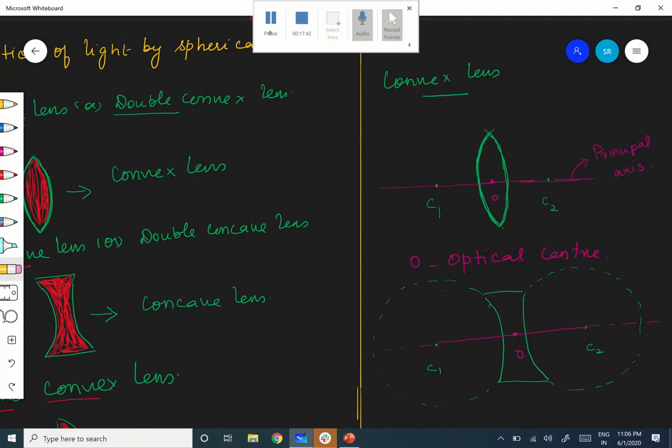Are you following? So we have seen the mirror, and it is the same thing here. A mirror is a reflecting surface and a lens is a refracting surface. Are you following? That's it. Is it clear? Mirror reflects, but lens refracts the light. That's all. Right. Now you know what the center of curvature and the optical center are, everything.